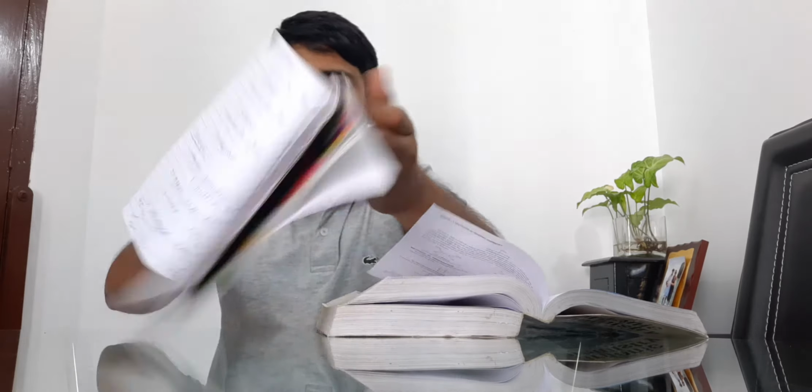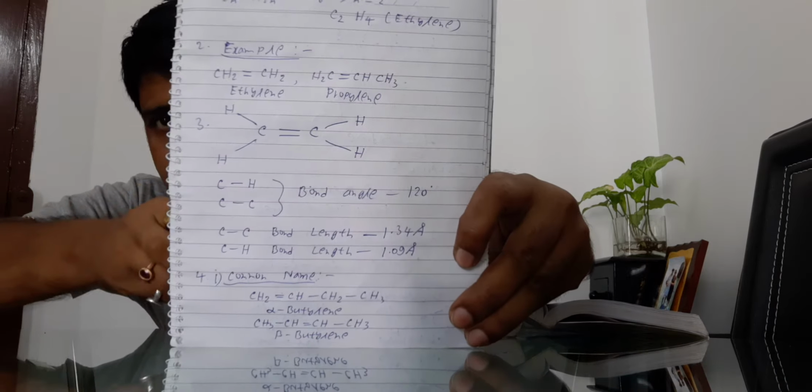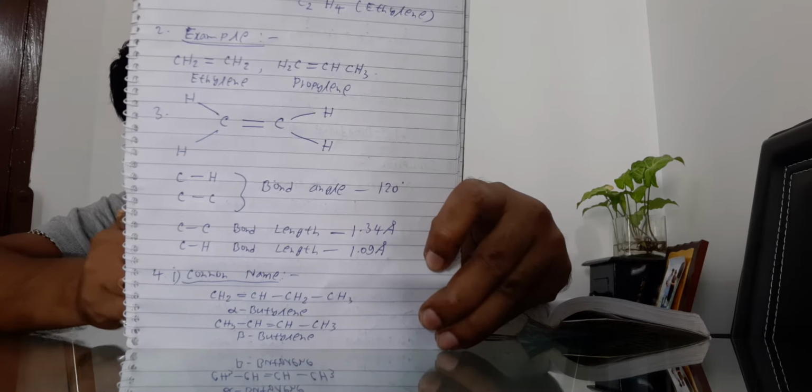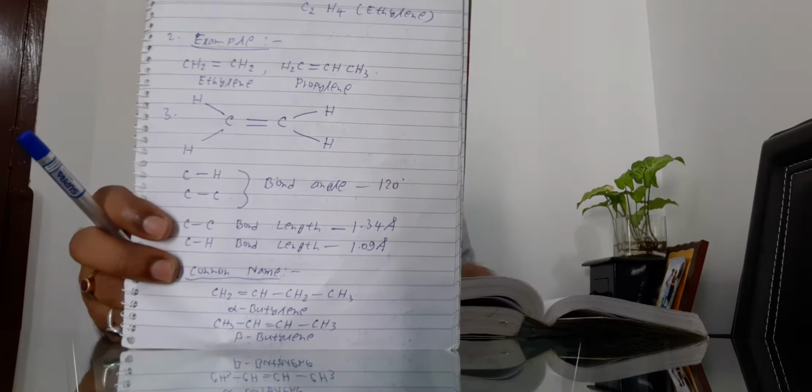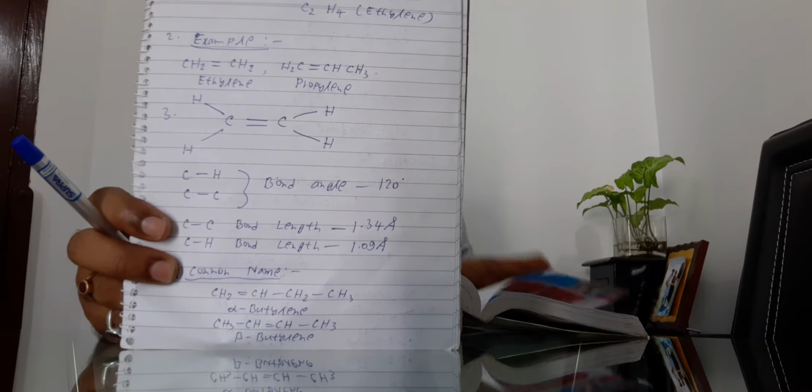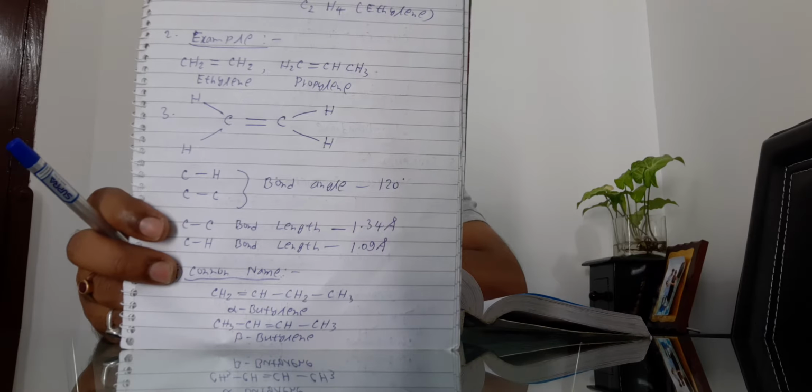Next, remember the structure of an alkene. Hopefully you can see this picture number 3. It is the structure of ethylene. Okay. It is one alkene. So what is the bond length of the carbon-hydrogen bond? What is the bond angle? That is very important.